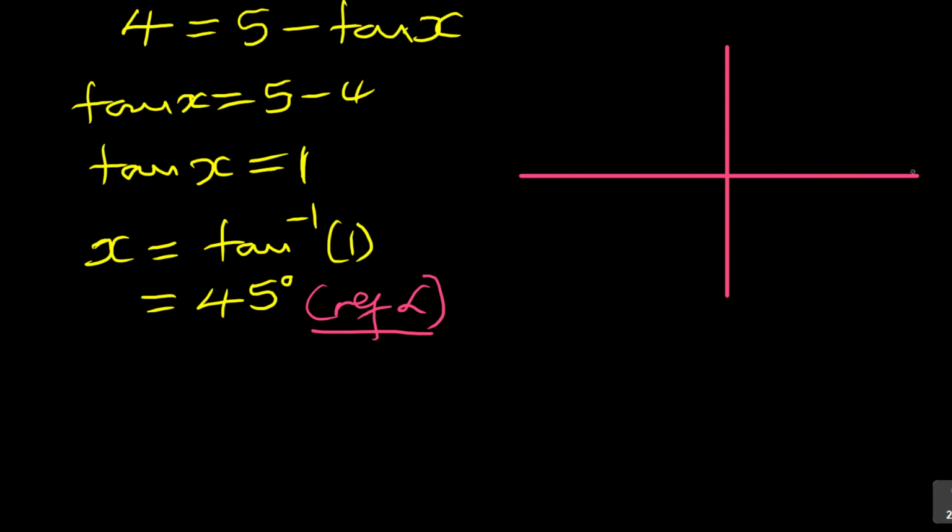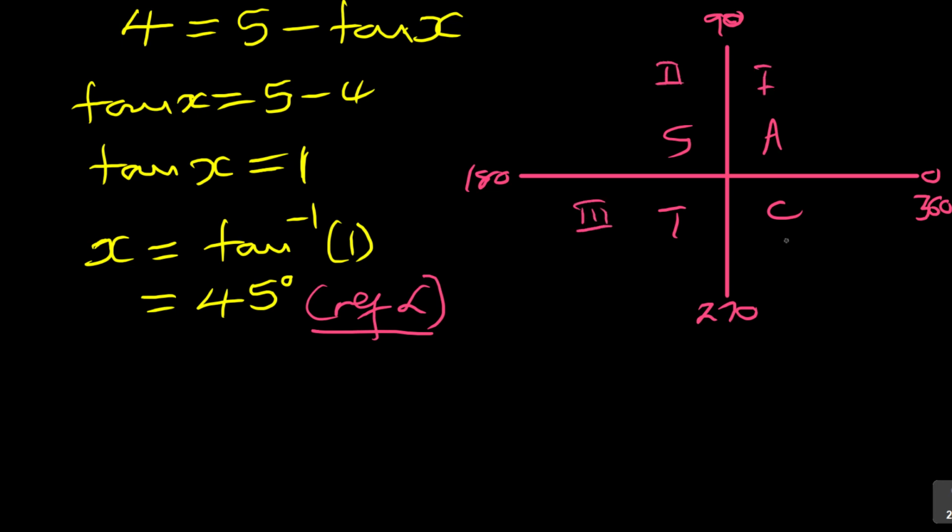Now in my CAST diagram, if you still remember, it is 0. You need to have this every time you solve a trig question. You write it once and then all your trig questions will be dependent on this thing. Remember, it's CAST: All Students Take Chemistry. This is my quadrant 1, my quadrant 2, my quadrant 3, my quadrant 4. Are you with me? Now look at this.